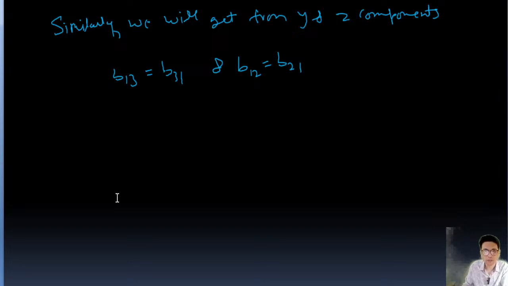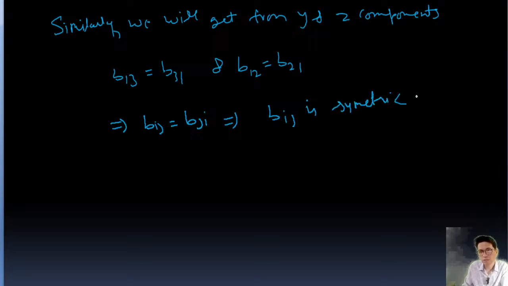So this means that Bij equal to Bji, right? So that implies the Bij matrix is symmetric. Bij is a symmetric matrix, right? Bij is a symmetric matrix means we know the property of a symmetric matrix. If it's a symmetric matrix, it will have 6 independent components.